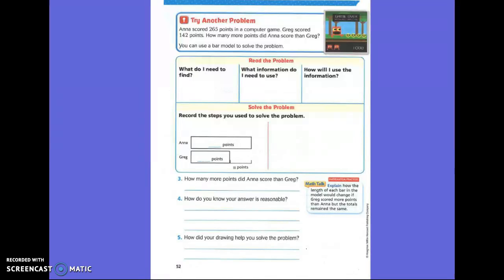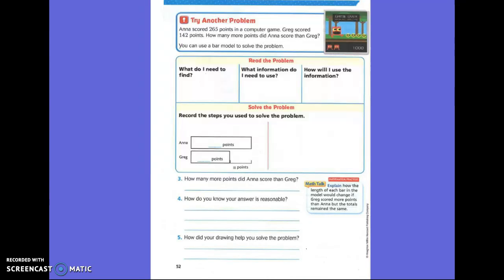Okay, going to the next page, let's read the next problem. Anna scored 265 points in a computer game. Greg scored 142 points. How many more points did Anna score than Greg? You can use a bar model to solve the problem. Now, just by reading the story and the question, can you figure out what operation you're going to use?